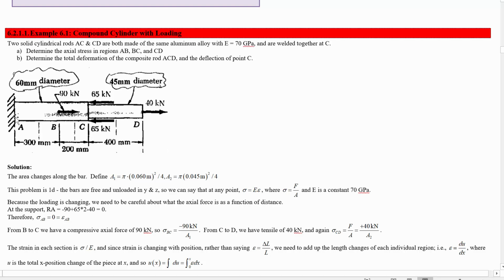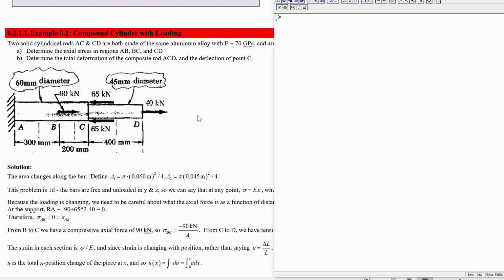Otherwise, we would need a reaction force at the left, and it would maybe be pulling or pushing depending on what these forces were, and then we'd have some stress in this section, and maybe this would expand or compress. But as it is, we have only this part compressing and this part extending. And our goal is to find the axial stress in the regions AB, BC, and CD, and then find the total deformation of the composite rod ABC and the deflection of this point C.